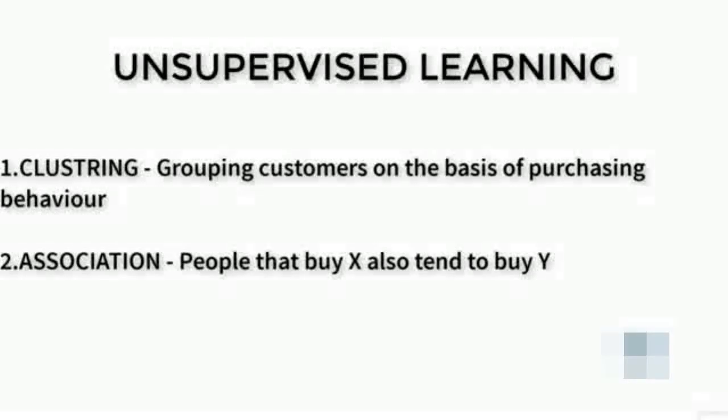Unsupervised learning is classified into two categories of algorithms. First is clustering. A clustering problem is where you want to discover the inherent groupings in the data, such as grouping customers by purchasing behavior. The second is association. An association learning problem is where you want to discover rules that describe a large portion of your data, such as people that buy X also tend to buy Y.